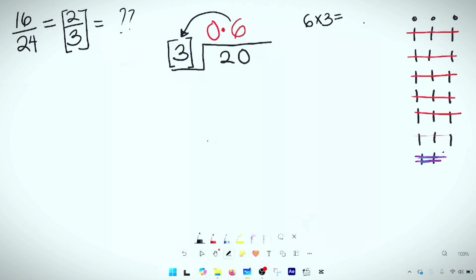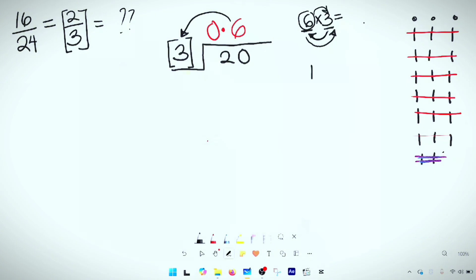It means count 6 or count 3, 6 times. Either you do 6 times 3 or 3 times 6. It's either you count 6, 3 times, or you count 3, 6 times. So let's try both of them. Let's count 6, 3 times.